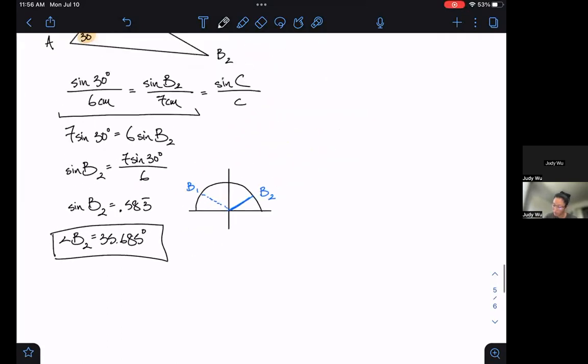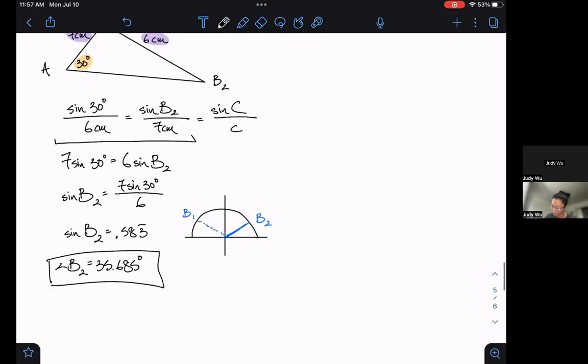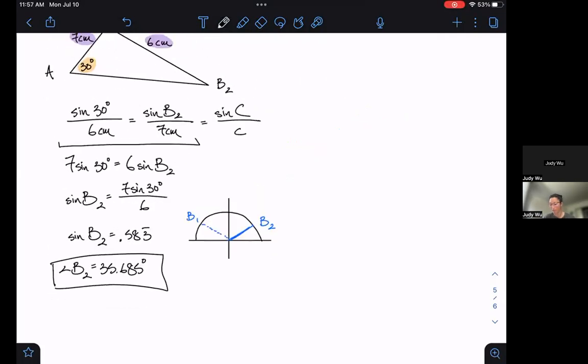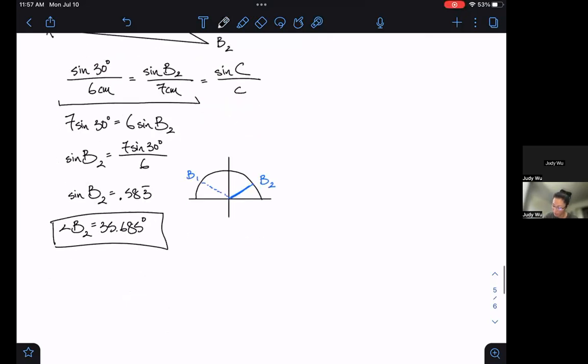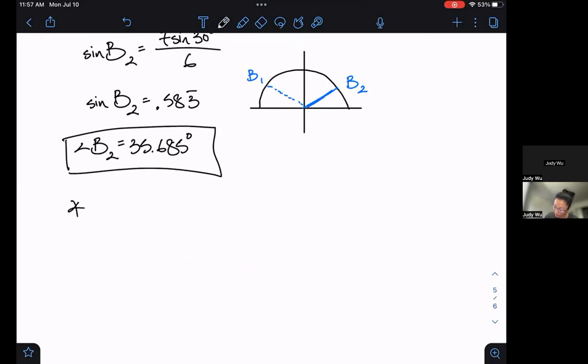Okay. So I'm going to go ahead and box that off because I did find angle B2. All right. So I can add that to the list of stuff that I have. I've got angle A, I've got angle B2. Now, if I have angle B2, now I can take 180 minus 30 minus B2 to get me angle C, all right? So let's go ahead and find angle C. So angle C equals 180 degrees minus 30 degrees minus 35.685 degrees. And we do all of that calculation, and we should end up with 114.315 degrees.